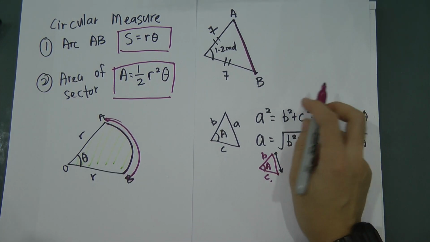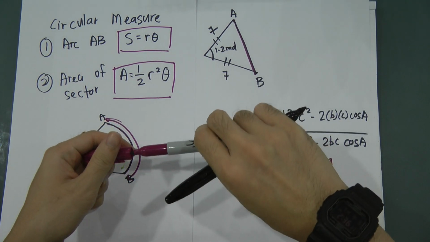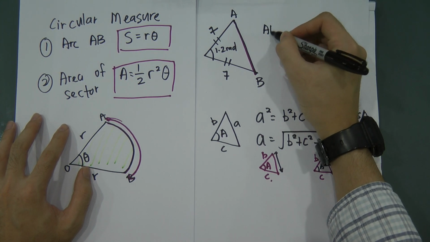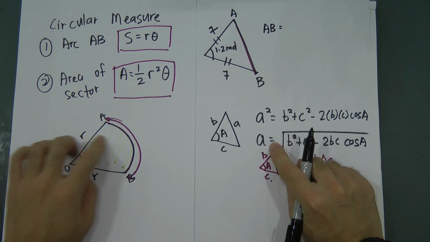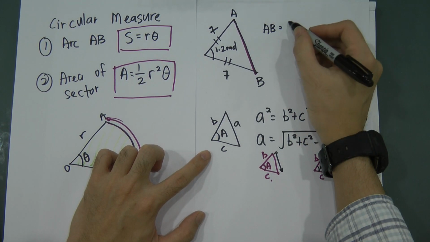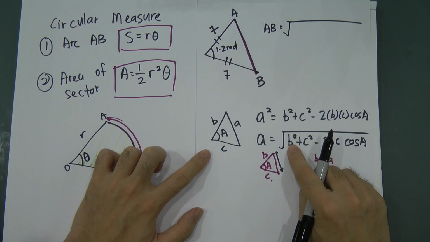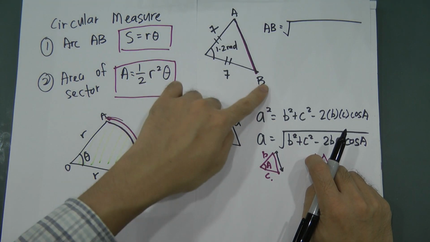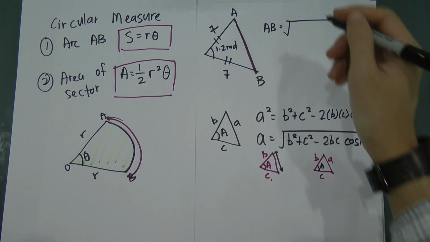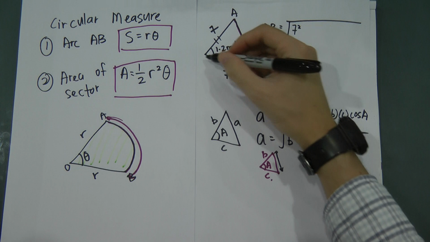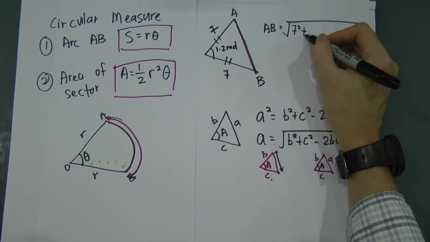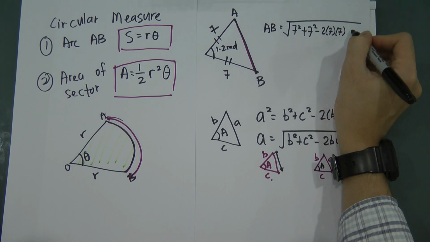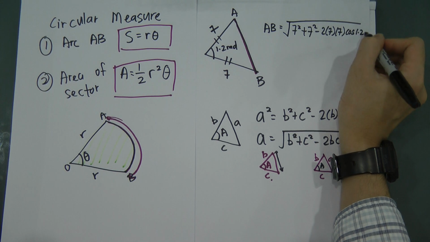So it's very simple. I do not have the length AB, right? I want to find the length AB. AB will equal, I should apply this one. This is length A, right? Square root of B square. This is B, right? So B square plus C square minus 2BC cos angle. Alright, so I'm going to write something like this: 7 square plus 7 square minus 2 multiply 7 multiply 7 multiply cos 1.2.